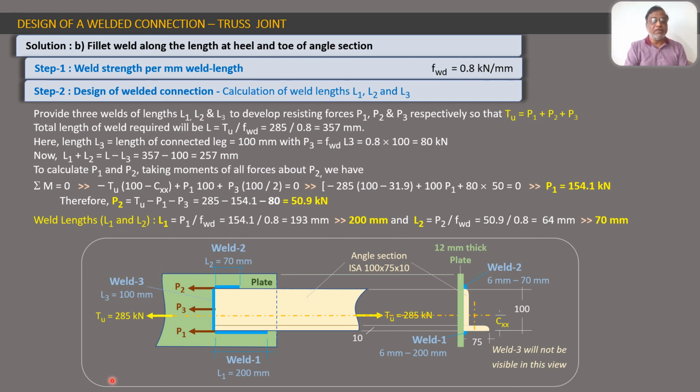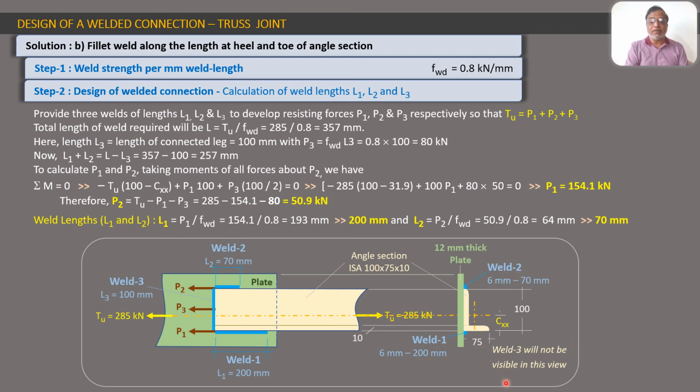If you compare these values with the part A values, you will find that both L1 and L2 were greater than these values. Because this third weld has come, it has reduced L1 and L2 also, because weld 3 shared a force P3, and that is why it has helped weld 1 and weld 2 to reduce their lengths. So if you have got three welds, all the three welds will be of lesser length as compared to part A. So here you see this is weld 2, this is weld 1.